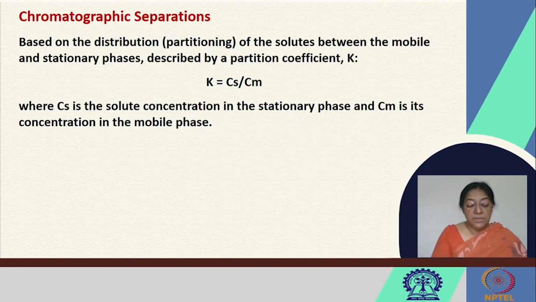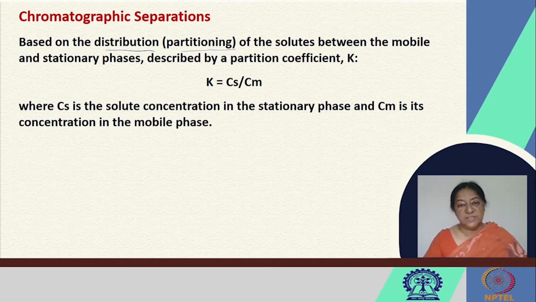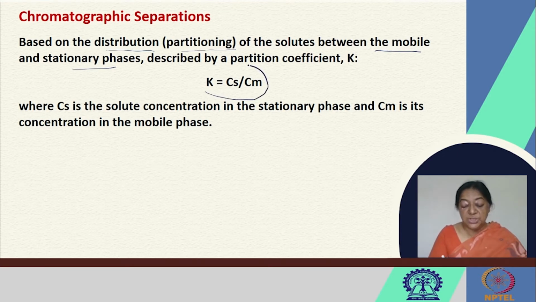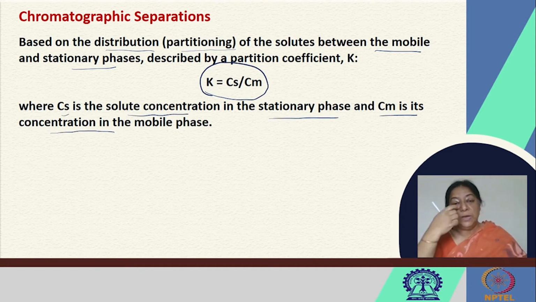For example, the distribution that is based on partitioning, in general for any chromatographic separation, looks at the mobile phase and a stationary phase that is described by a partition coefficient K, where Cs is the solute concentration in the stationary phase and Cm is its concentration in the mobile phase. So as it is moving along the column, we will see a separation method that is going to be exploited to isolate our protein of interest.